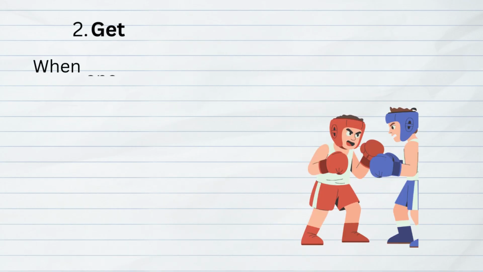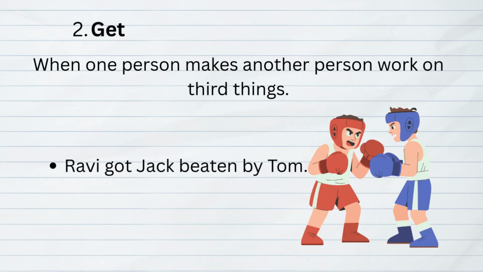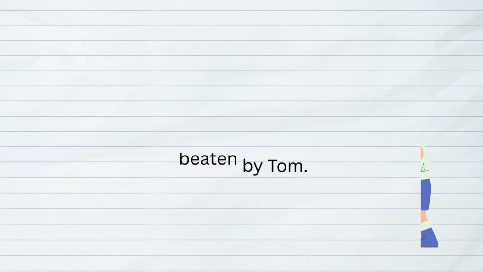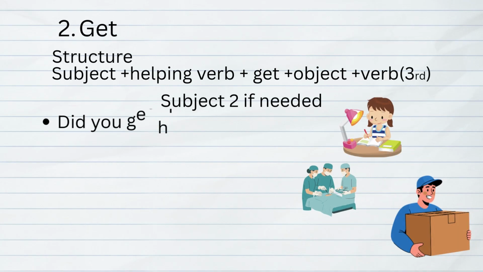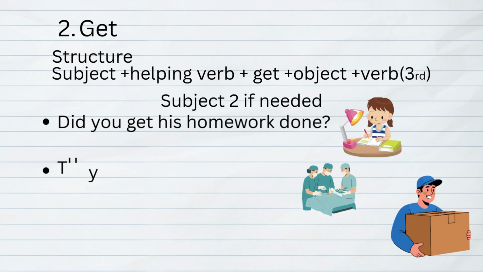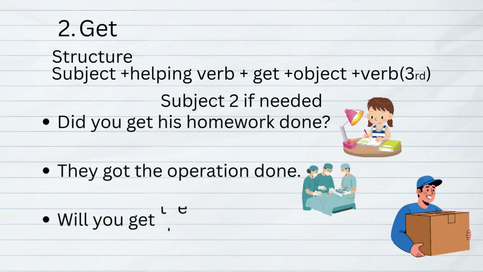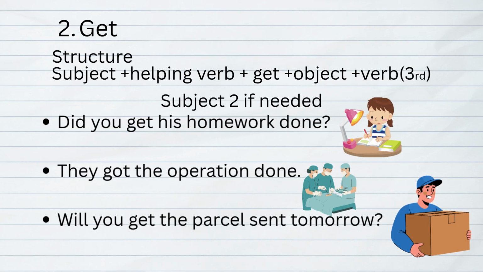Now let us understand get as a causative verb. It means when one person makes another person work on third things. Example is: Ravi got Jack beaten by Tom. The structure is subject plus helping verb plus get plus object plus verb third. Subject to if needed.